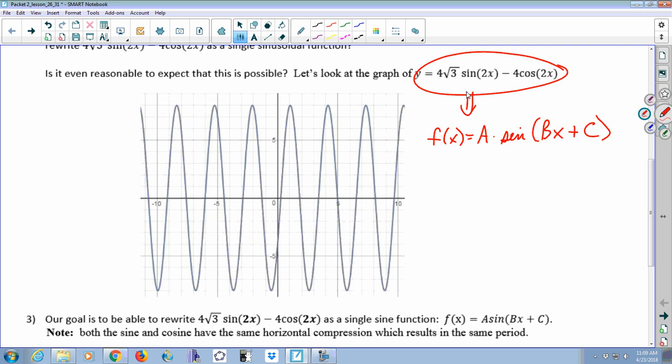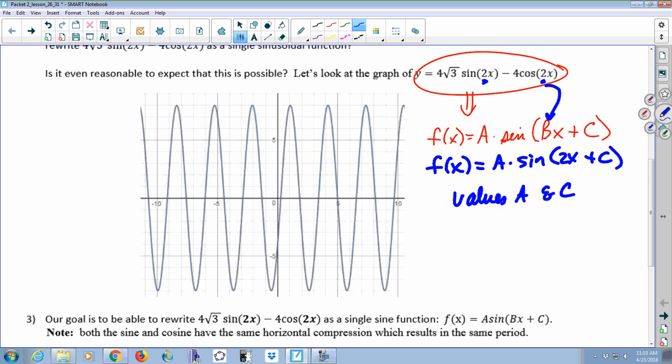In your book, they call this combining waves with equal periods. If this wasn't 2x and 2x, we couldn't use this particular method. Right now, the 2 is sitting in the spot where b is, so I can already fill in one of these three unknown values by putting the 2 in there. Your job is going to be to find the values of A and C. That's what we're about to do now.